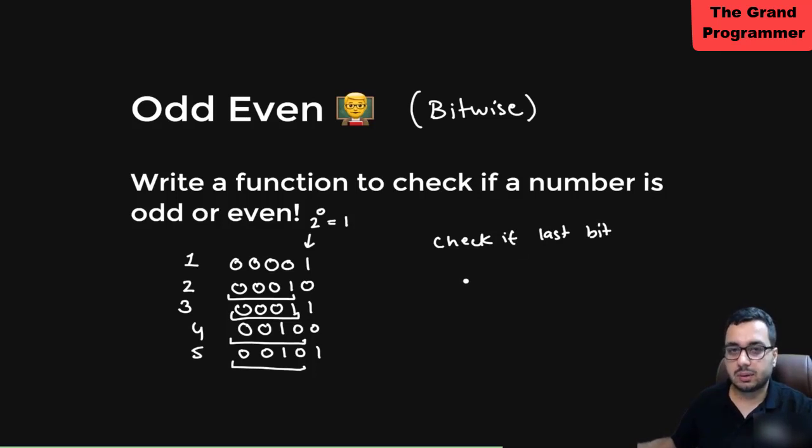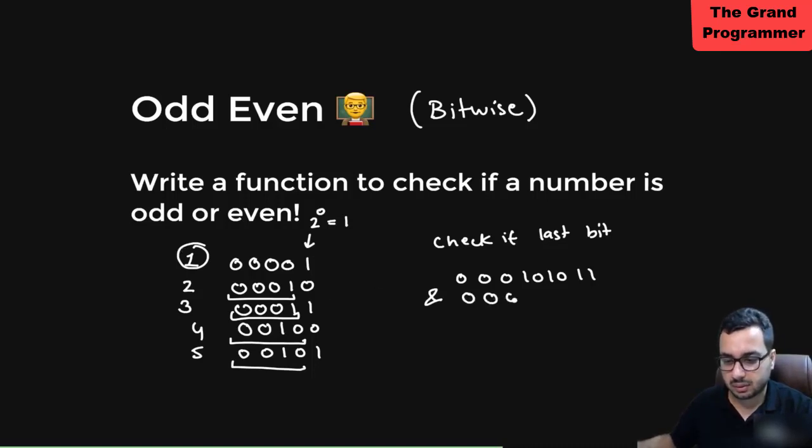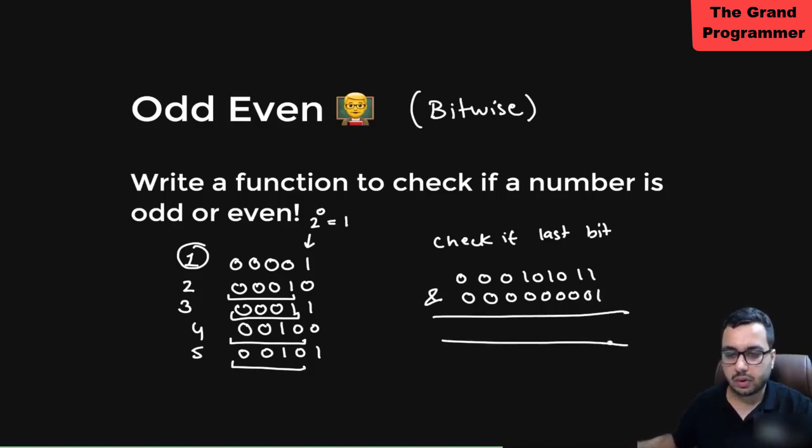Okay, so what we can do is, let's say we have some number 0 0 0 1 0 1 0 1 1. What we can do is AND it with 1. Okay, so what is this 1? This 1 is nothing but 0 0 0 0 0 0 0 0 1. If you do an AND here, what could be the possibilities?